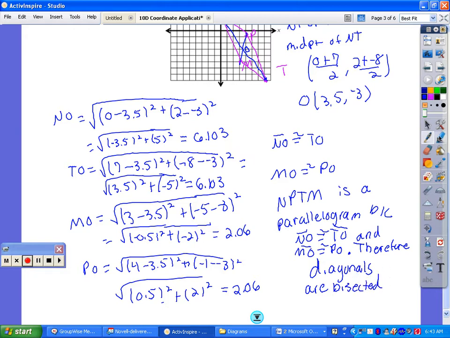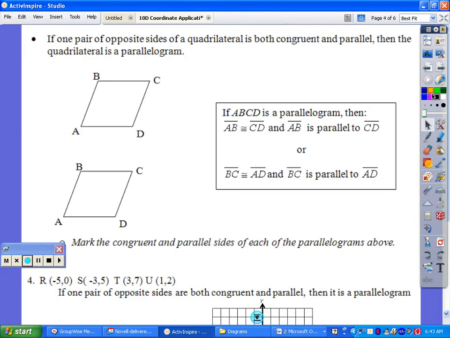Okay. So that was our third method to proving a quadrilateral is a parallelogram, which is probably the longest one. The fourth method is that we can have one pair of opposite sides of a quadrilateral both congruent and parallel. So in our first one, they said AB is congruent to CD and AB is parallel to CD. So that proves it's a quadrilateral, or it could be the other way, that BC is congruent to AD and BC is parallel to AD.